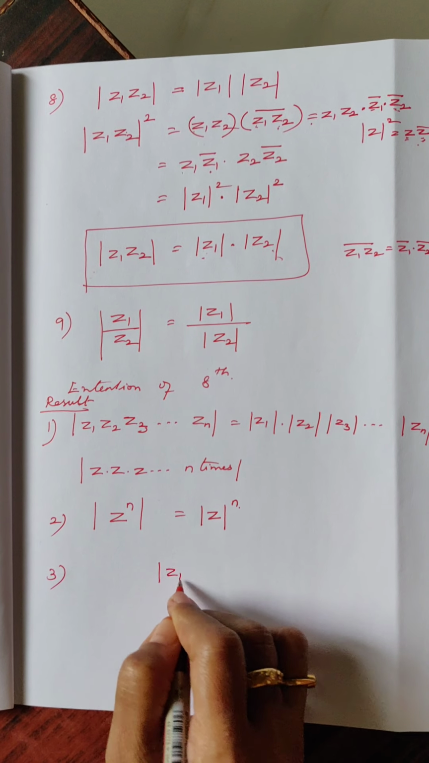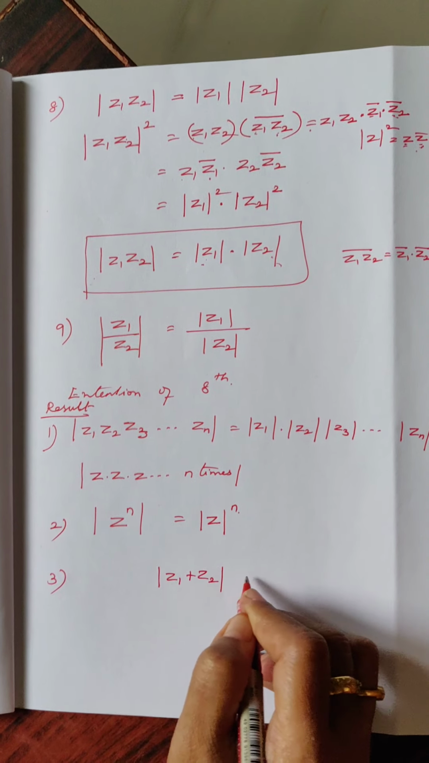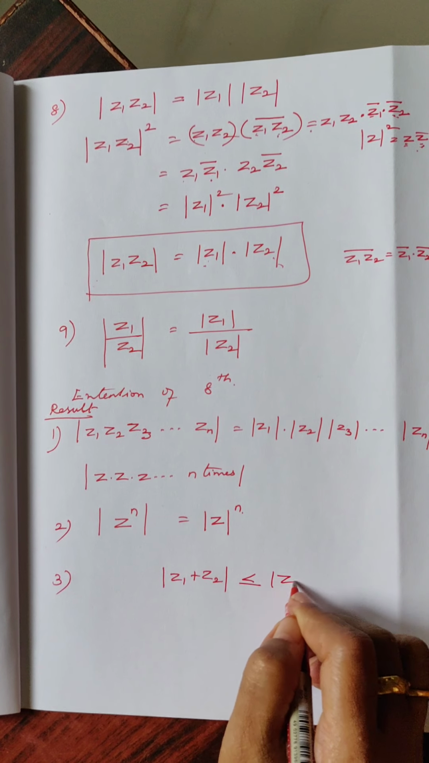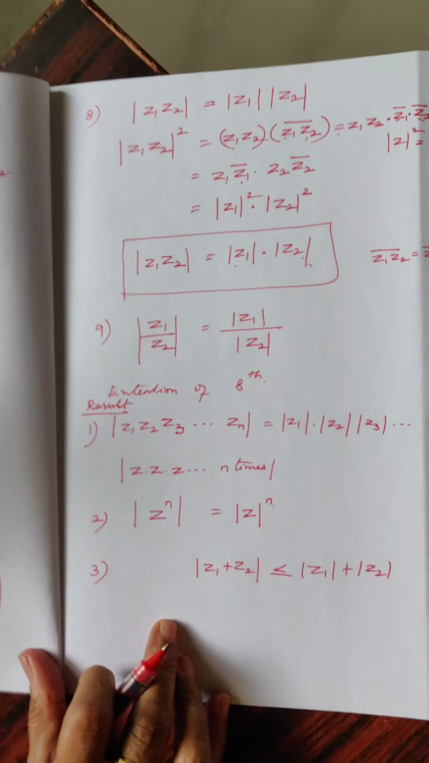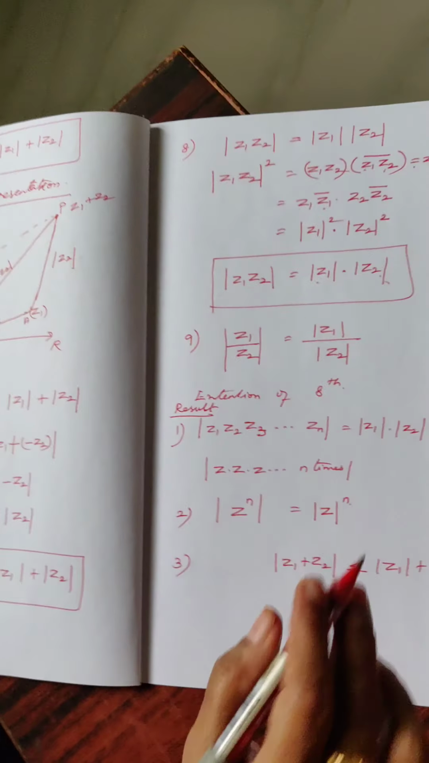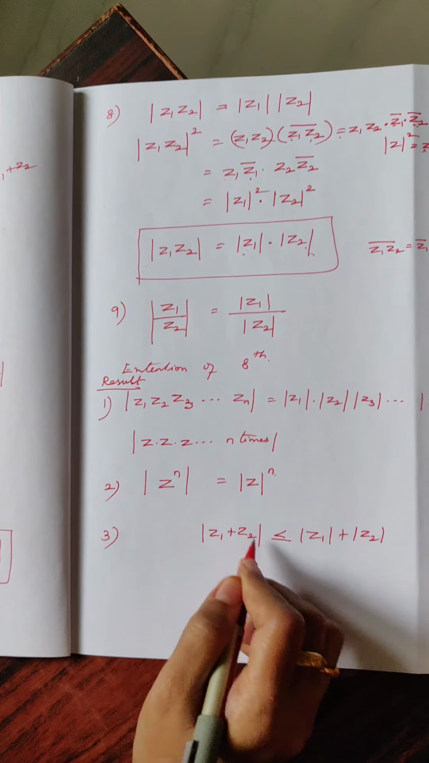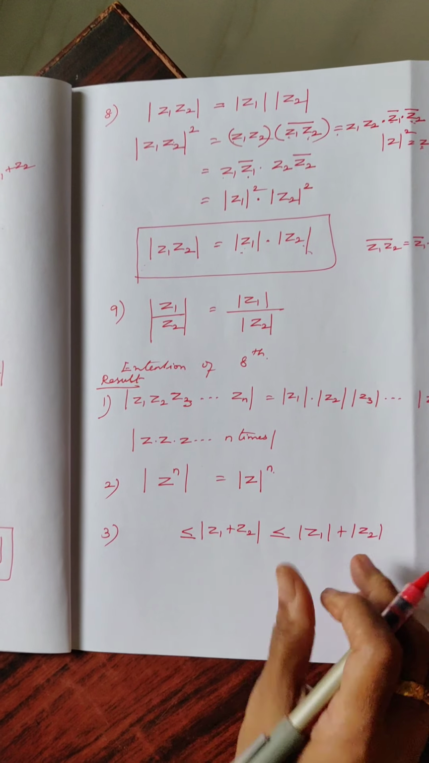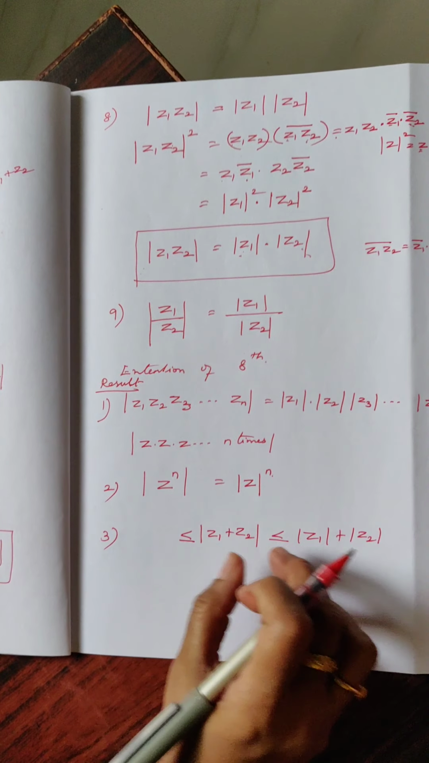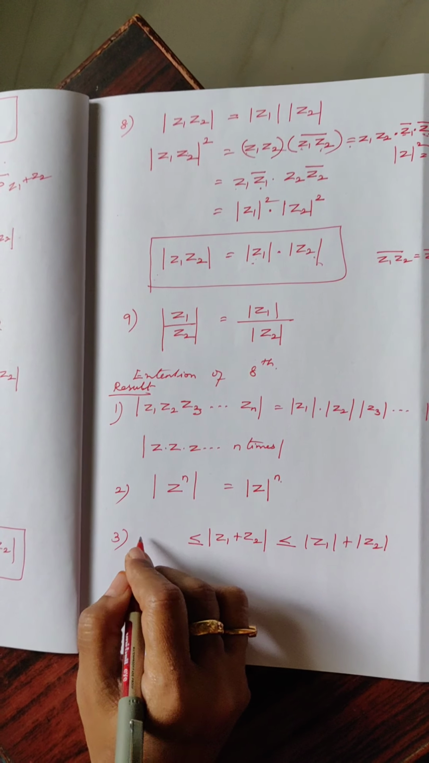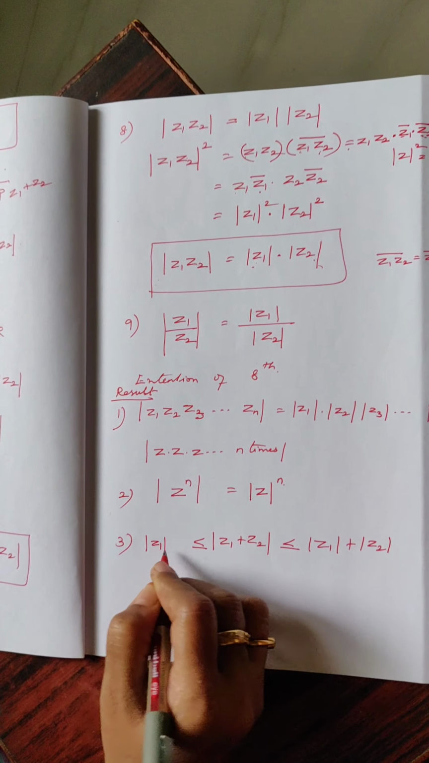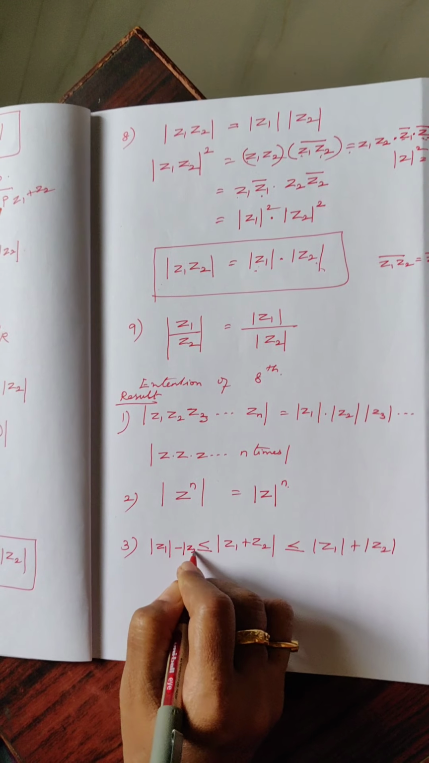Modulus of Z1 plus Z2 is less than or equal to modulus of Z1 plus modulus of Z2. Already you know this from the diagram as well as the proof. But modulus of Z1 plus Z2 is also greater than or equal to, this is less than the addition, but you also know that it is greater than the subtraction, modulus of Z1 minus modulus of Z2.